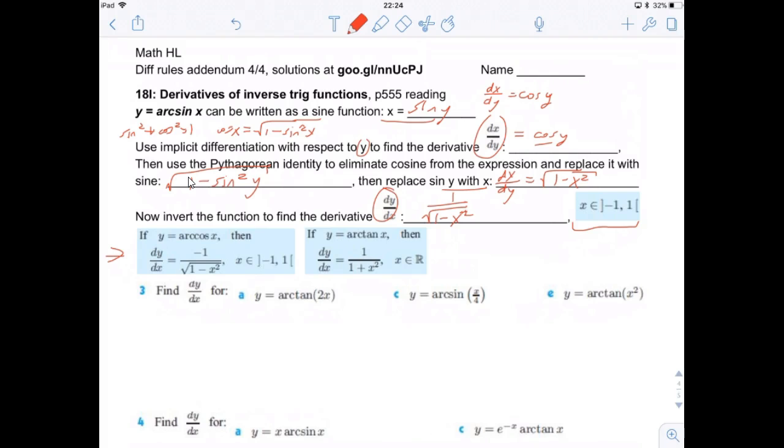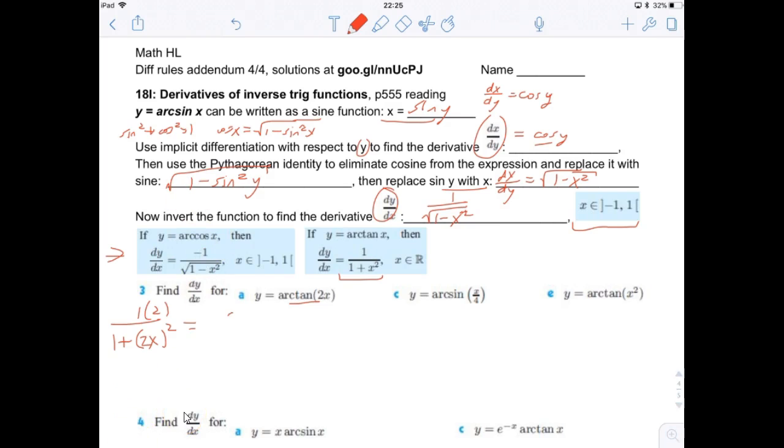So we're going to find the derivative of arctangent of 2x. So arctangent, the derivative is this here. So the derivative of arctangent of something is going to be 1 over 1 plus that something squared. And the something happens to be 2x. Now I'm going to take the chain rule of 2x, which would be 2. So that should be the derivative of arctangent of 2x.